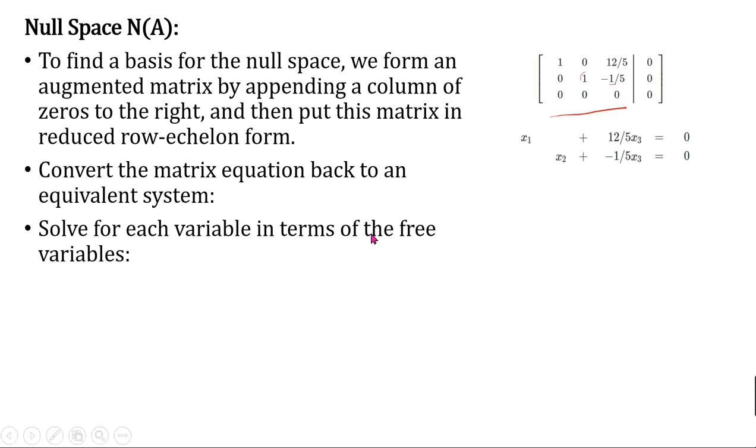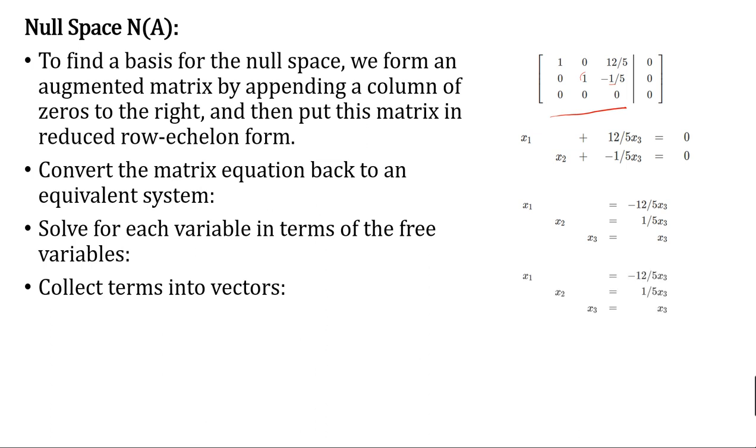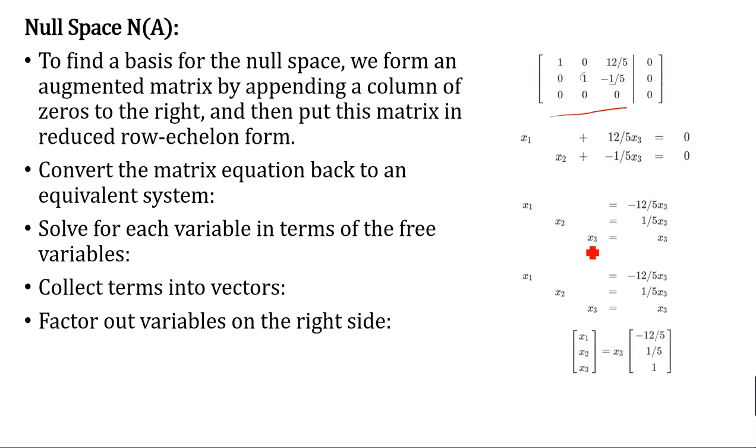Then solve for each variable in terms of the free variables. x1 can be written as minus 12 by 5 into x3, x2 is equal to 1 by 5 into x3. Then the x3 term is not available otherwise, so it can be written as x3 equals x3. Collect the terms in terms of vectors. This LHS can be written as x1, x2, x3. This term can be written in terms of vectors.